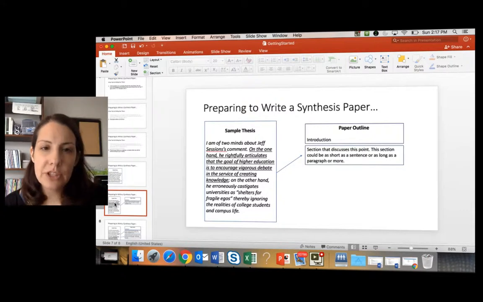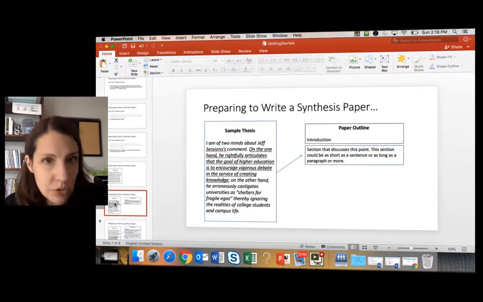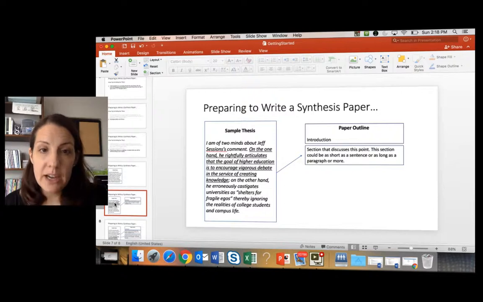The second box that you see is part of the first section of my paper. And that section would actually correspond to the first point that I make in my thesis, which is, on the one hand, he rightfully articulates that the goal of higher education is to encourage vigorous debate in the service of creating knowledge. Now, that section could be as short as a sentence or two if I wanted to wrap it within a larger discussion, or it could be as long as a paragraph or more, depending on how much I want to jump into that issue. But nonetheless, that point will be discussed in the course of my paper.